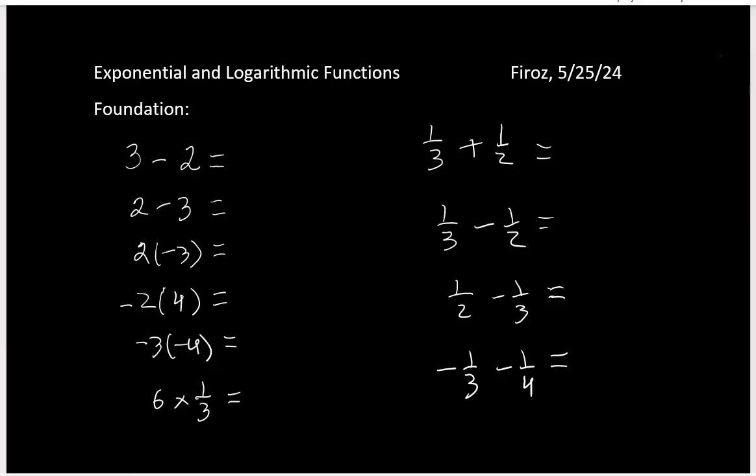Let us have some foundation check. If you have 3 minus 2, the answer is 1. If you have 2 minus 3, the answer is -1. 2 times -3 is -6. -2 times 4 is -8. -3 times -4 will make it positive 12.